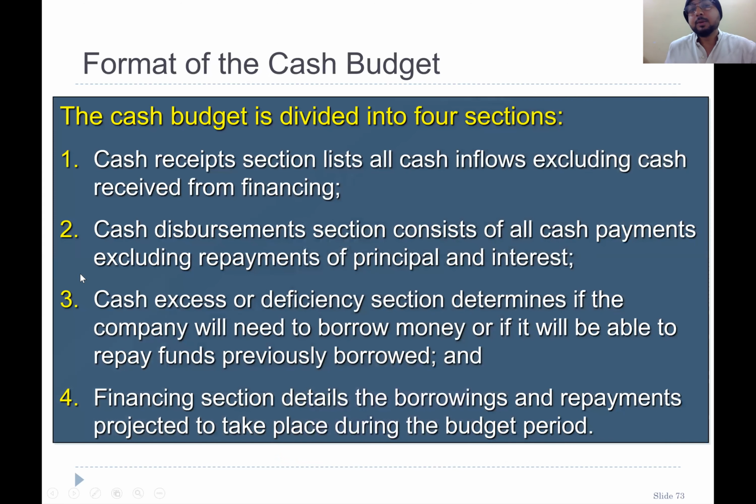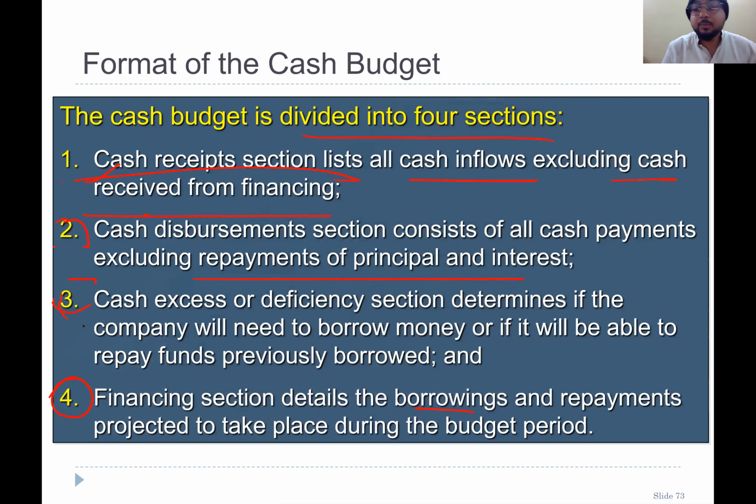Here we go. Cash budget is divided into 4 sections. Number 1, cash receipts, all the cash inflows, excluding those received from financing. So if you're asking for a loan from the bank, that is not a business inflow, right? We will be writing down the net cash outflow. Then we will be writing down borrowings or repayment. Second, all the cash disbursements, excluding the effect of financing cost, interest.